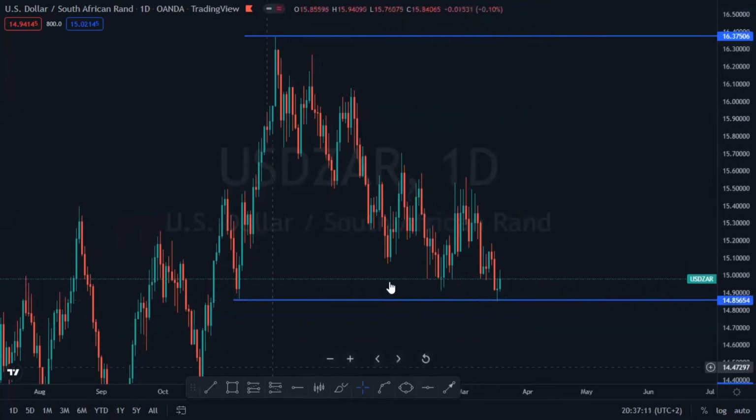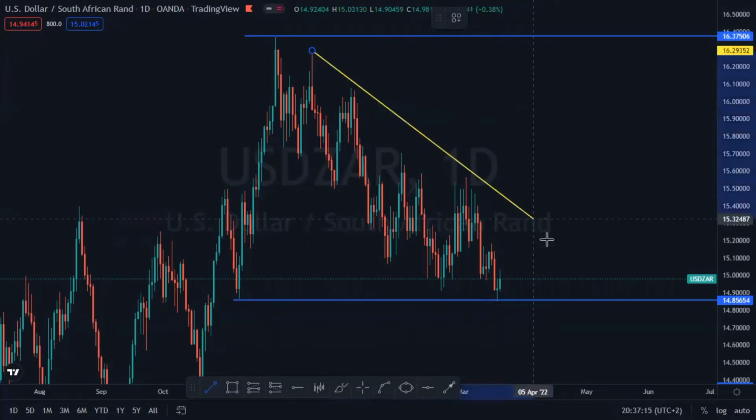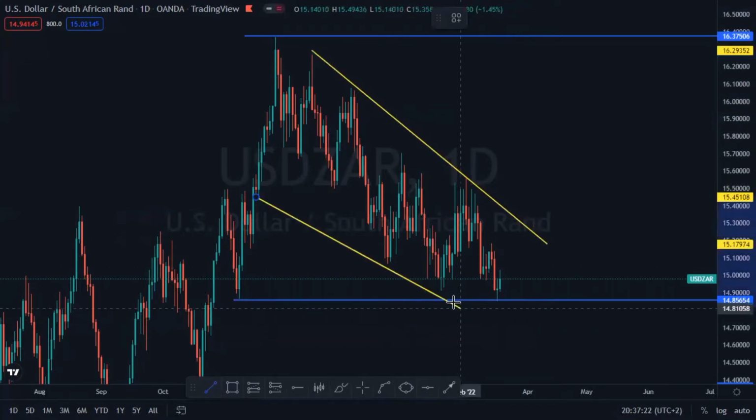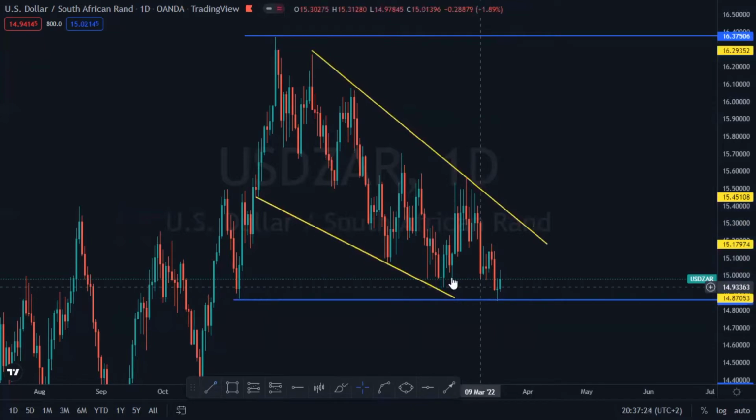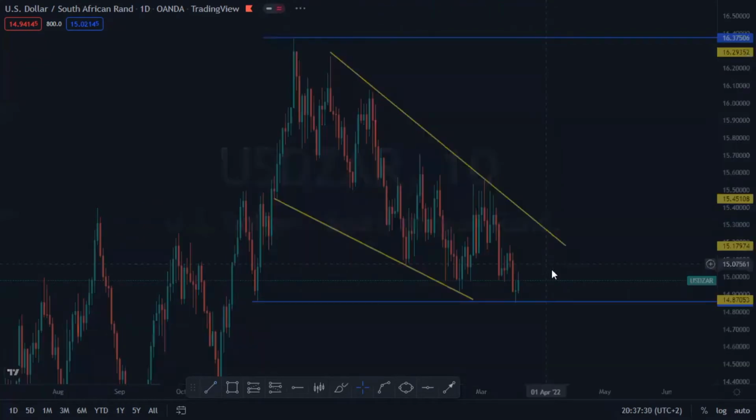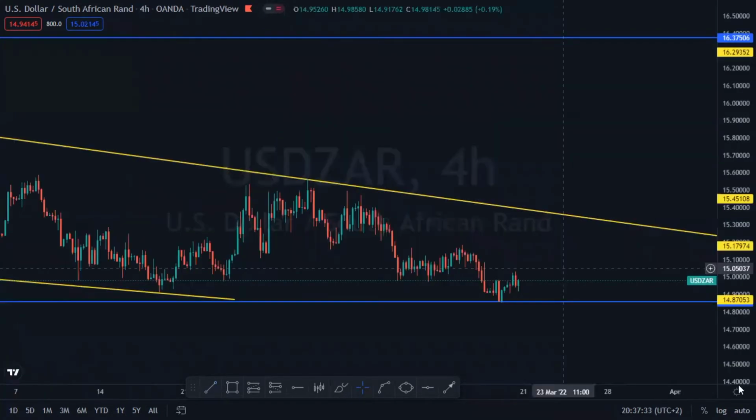So notice that on my daily time frame, I have a corrective correction, right? This corrective correction is acting as a what? As a reversal, right? It's acting as a reversal. So let's go down to the 4-hour time frame, which is the next one.